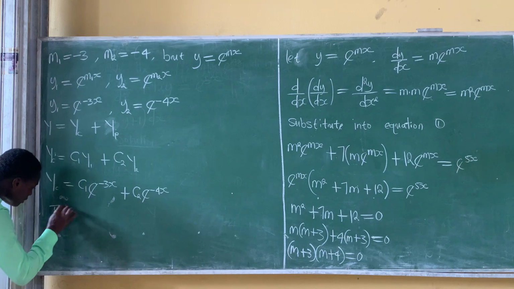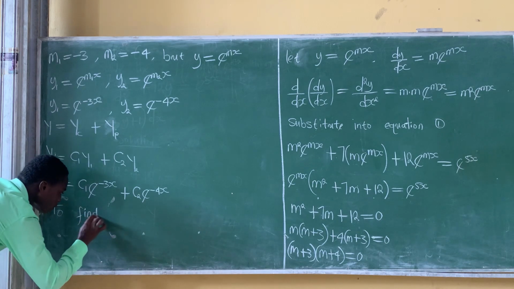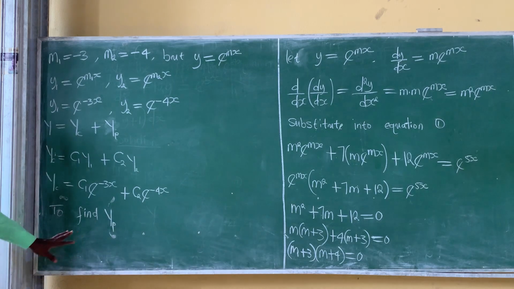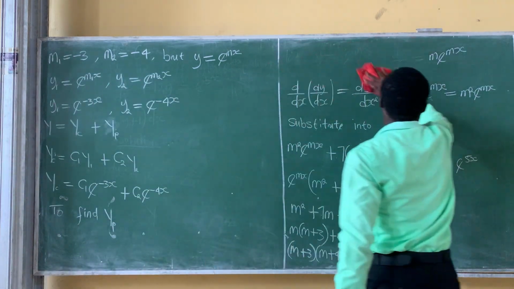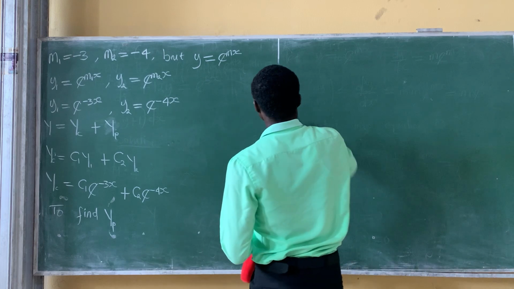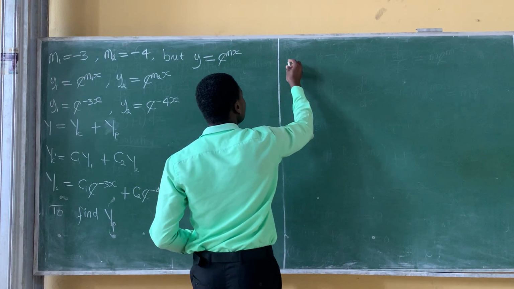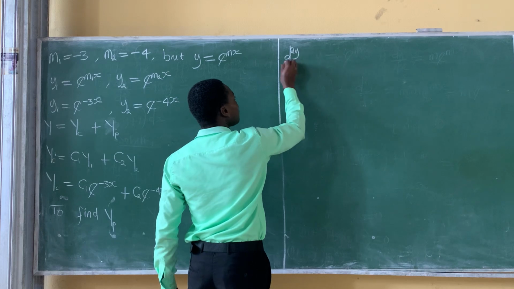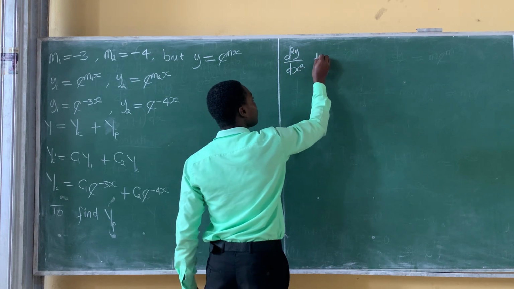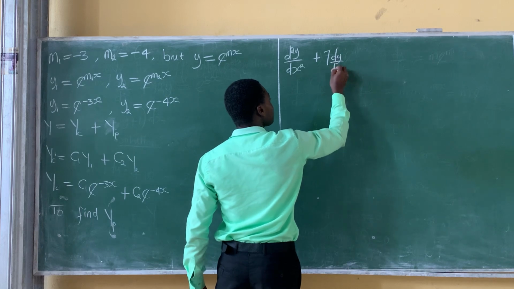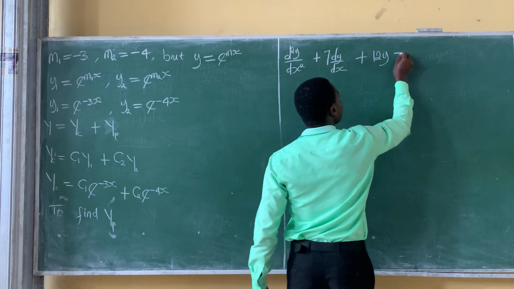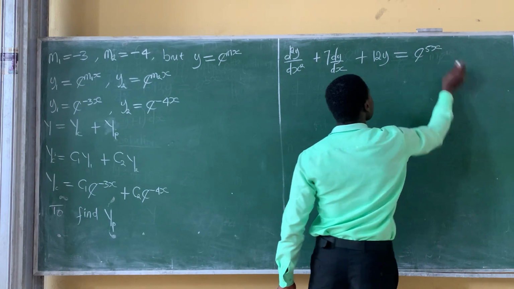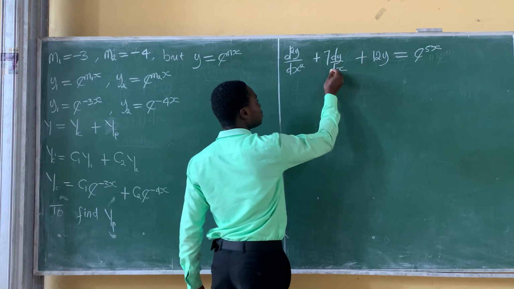Then the next one now is to find the particular solution, to find y sub p. Now, how can we find y sub p? Let's quickly see how we can find y sub p. Recall that the given differential equation was d squared y over dx squared plus 7 dy dx plus 12y being equal to exponential 5x. So this was the given differential equation.